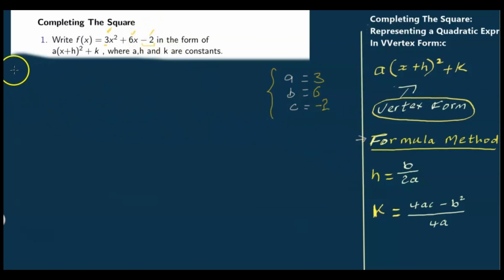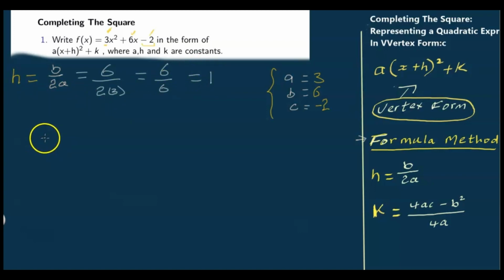So h, the formula for h: h equals -b over 2a. So b over 2a, and in our case b is 6. So it'll be 6 over 2 by 3, which is 6, since a is 3. So it'll be 6 over 6, and our answer will be 1. So therefore h is 1.